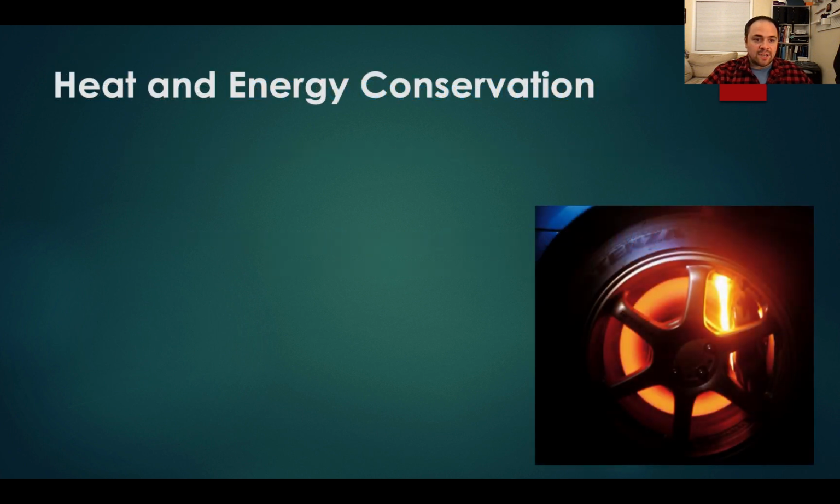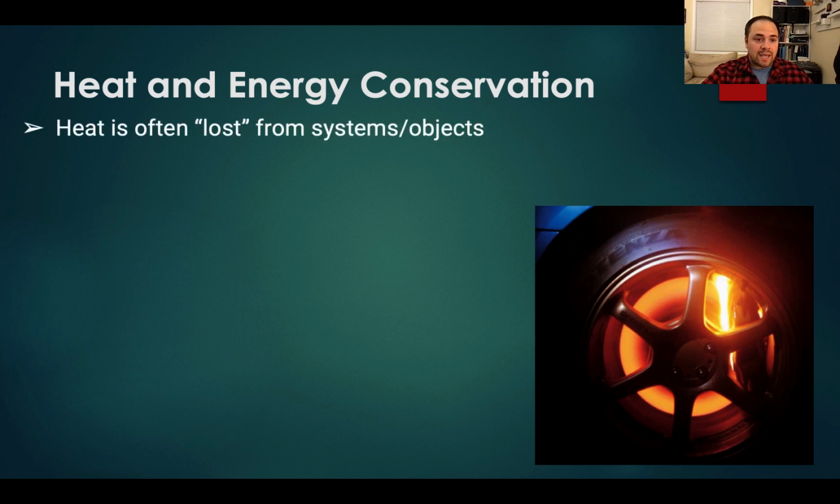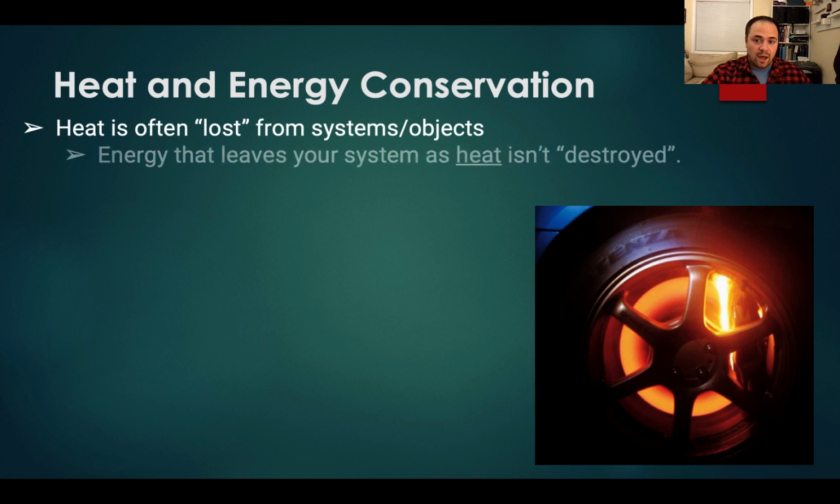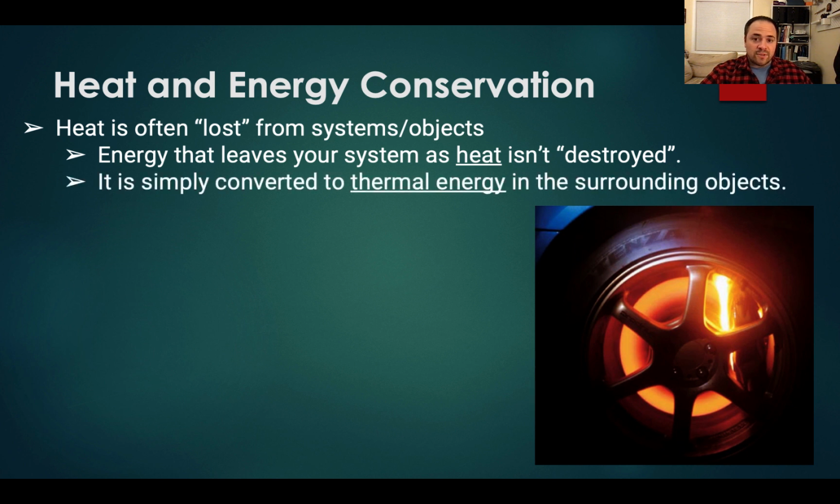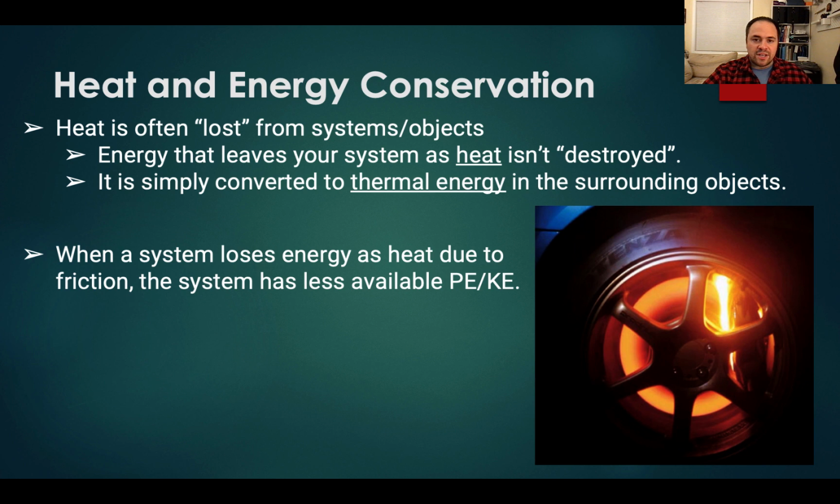Now, oftentimes in energy conservation, with transferring and transforming, this involves heat. And so heat is often lost from systems and objects. Energy that leaves your system as heat isn't destroyed, it's not just disappearing. The energy from the system or the object was converted to thermal energy, which was then transferred to surrounding objects or systems. Now, when a system loses energy as heat due to, say, friction, that energy is no longer available as potential or kinetic energy.